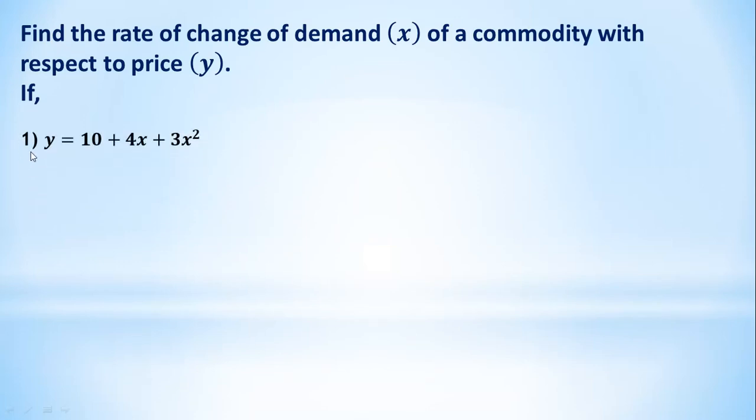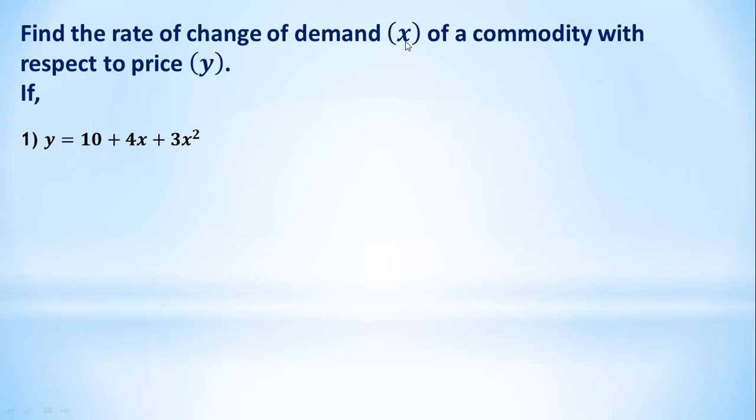Now take one example. See here, the function is given: y is equal to 10 plus 4x plus 3x square. Now what we require, we have to find out the rate of change of demand x with respect to price y. Means what? Rate of change of x with respect to y.